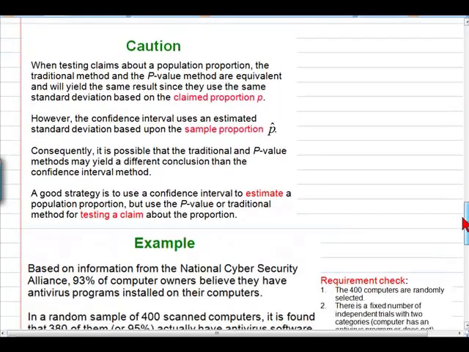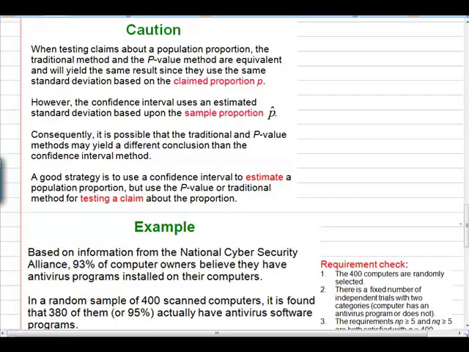So when testing claims about a population proportion, the traditional method and the p-value method are equivalent and will yield the same results since they use the same standard deviation based on the claim proportion. However, the confidence interval uses an estimated standard deviation based upon the sample proportion. Consequently, it is possible that the traditional and p-value methods may yield a different conclusion than the confidence interval method. A good strategy is to use a confidence interval to estimate a population proportion, but use the p-value or traditional method for testing a claim. Confidence intervals for estimation, p-value and traditional for testing a claim.